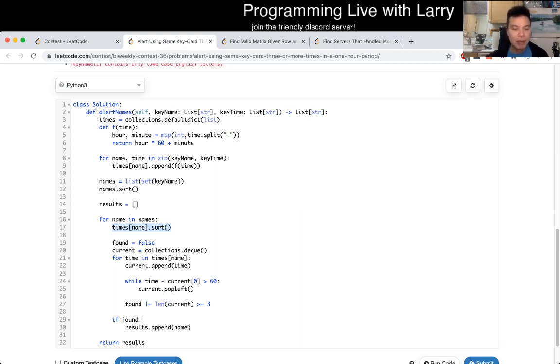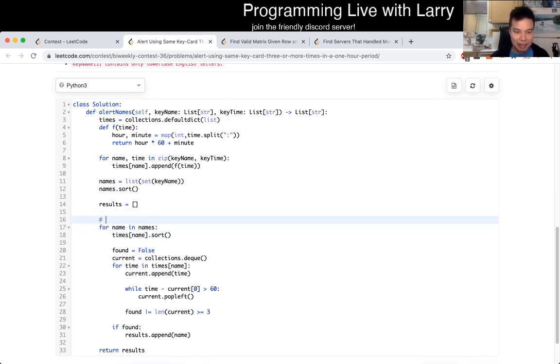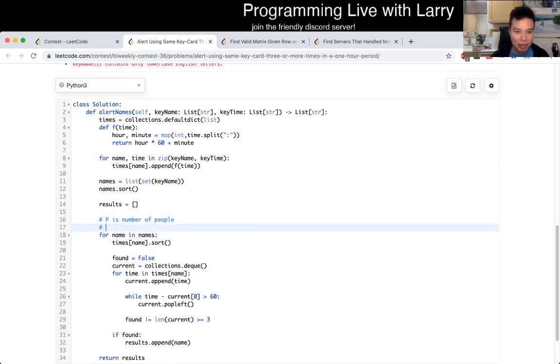But if you want to be more specific, you could say p is the number of people. So then, so far we're looking at n log n plus p times k log k or something like that, right, for the number of entries. And depending on how unique things are, I guess that's the complexity.